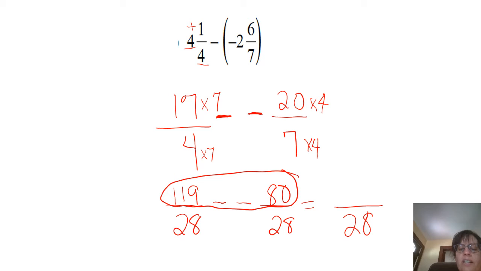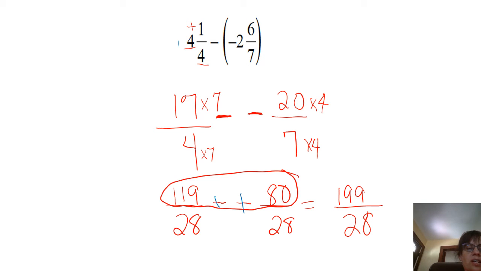So now I want to take care of the fact I'm subtracting a negative. Subtracting a negative is the same thing as adding the opposite, so add a positive is what you will do. So I think 119 plus positive 80 is 199. Wow, now we got to change that to a mixed number.